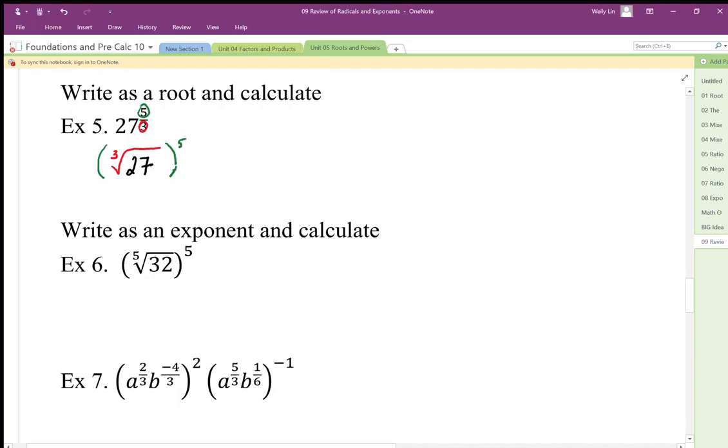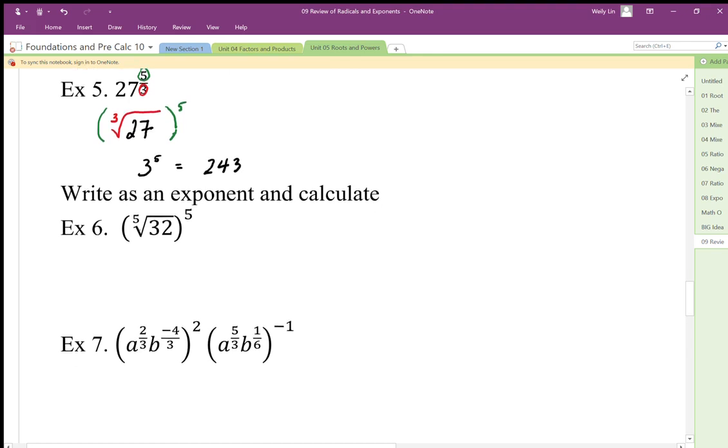Okay. So when I apply this, I have the cube root of 27. That becomes 3 to the power 5. And 3 to the power 5 works out to 243 when I multiply 3 times 3 times 3 times 3 times 3.